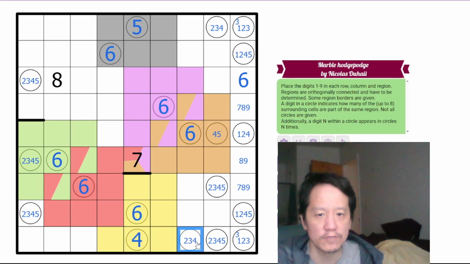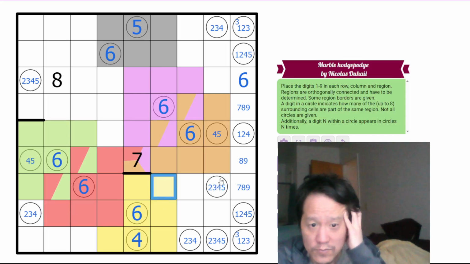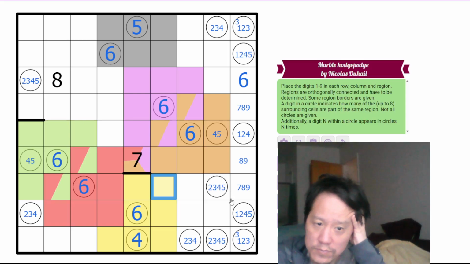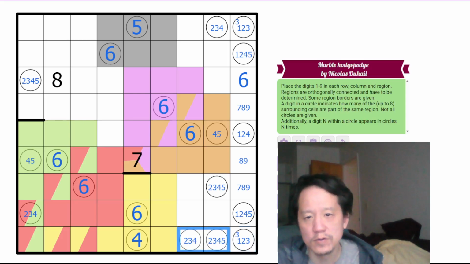This can't be 5. One of these 3 is a 5 here. One of these 2 is a 5 here. One of these three must... Okay, so this would have to be 4 or 5. This cannot be 5. So this is red or yellow, and this is red or green here. Neither of these could be 4.